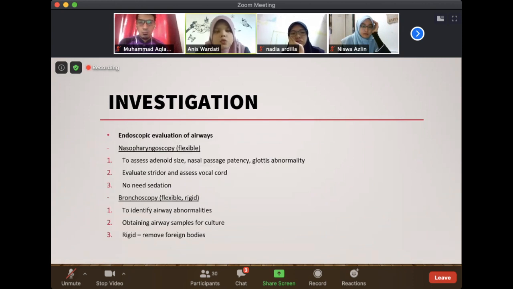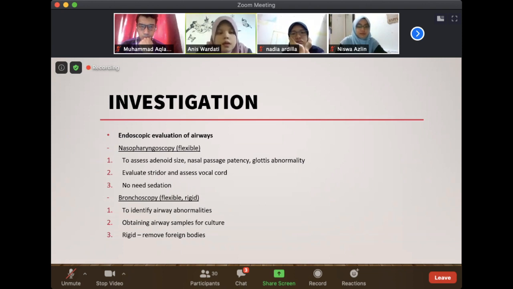Also, the book mentions endoscopic evaluation of the airways, of which there are two: first is nasopharyngoscopy and also bronchoscopy. The nasopharyngoscope is used to assess the adenoid size and the nasal passage, and also whether there is any laryngomalacia. It can also evaluate whether there is any stridor and assess the vocal cords. So if there is a possible upper airway obstruction, we can use nasopharyngoscopy.